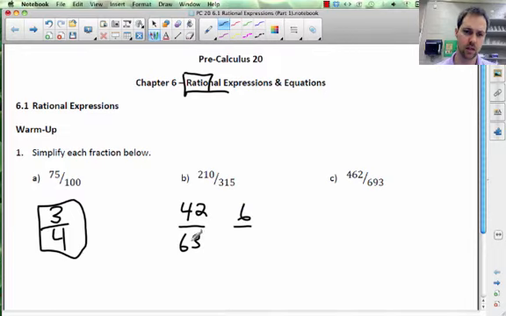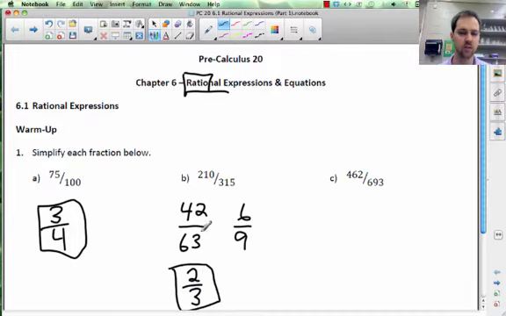And 63 divided by 7 is 9. And then you notice that, again, you can find a common factor from these two. They both divide by 3. So 6 divided by 3 is 2. And 9 divided by 3 is 3. So 210 is 2/3 of 315.